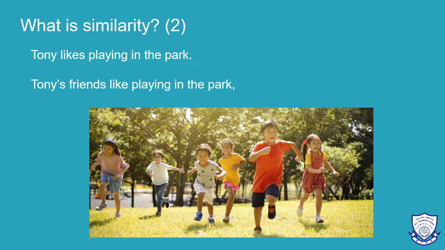Here is the second word to show similarity. Tony likes playing in the park. Tony's friends like playing in the park too. So here, too is used when you want to describe two different groups of people who do the same action. And remember, it is best if you write the word too at the end of the whole idea.